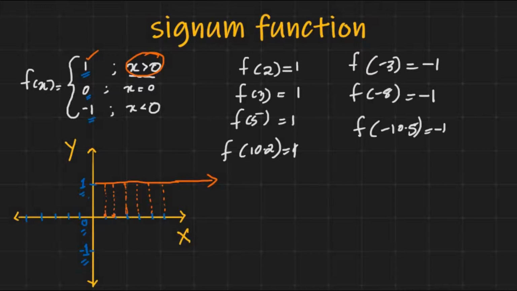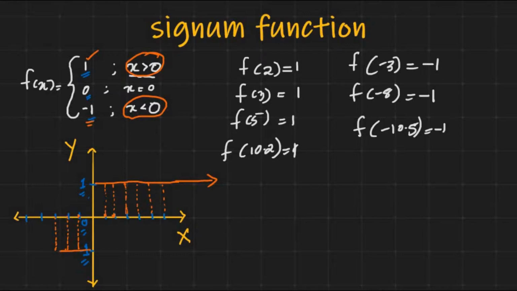Now, as you can see, for any real number less than 0, the output value is -1. That is, if this is the real number, then the output value is -1. And if this is the real number, the output value is again -1. If this is the real number, the output value is -1. And it goes on like that. That means any number to the left of 0 gives us an output value -1.